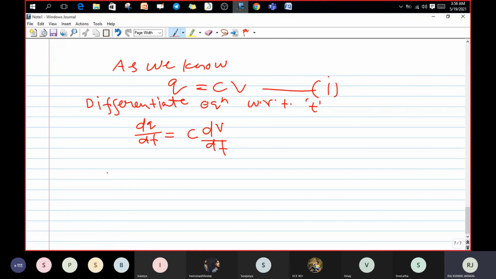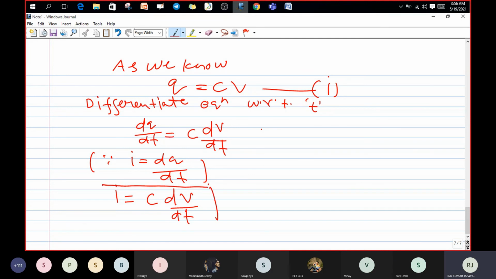Can I write or not? Tell me, dear students, can I write? Yes, sir. Okay, very good. Then can I write I equals to dq by dt, as we know already? Then in place of this dq by dt, can I write I equals to C dv by dt? Yes, sir. This is the formula we have got, and this formula is very, very important.